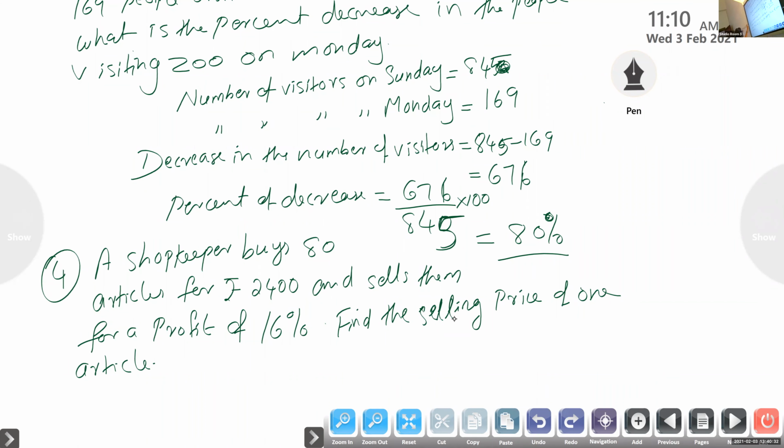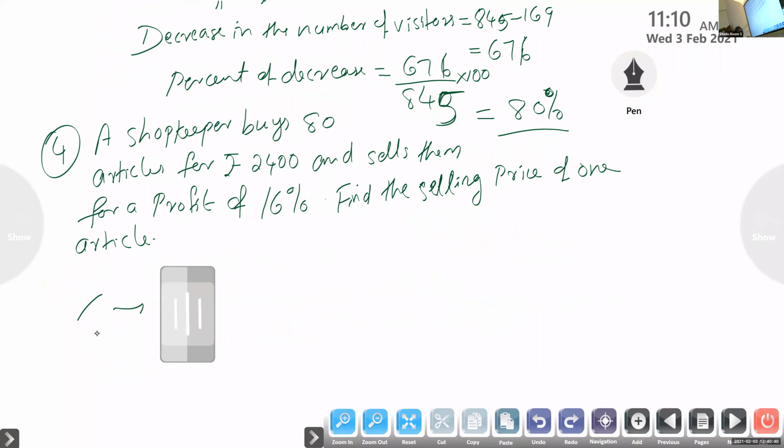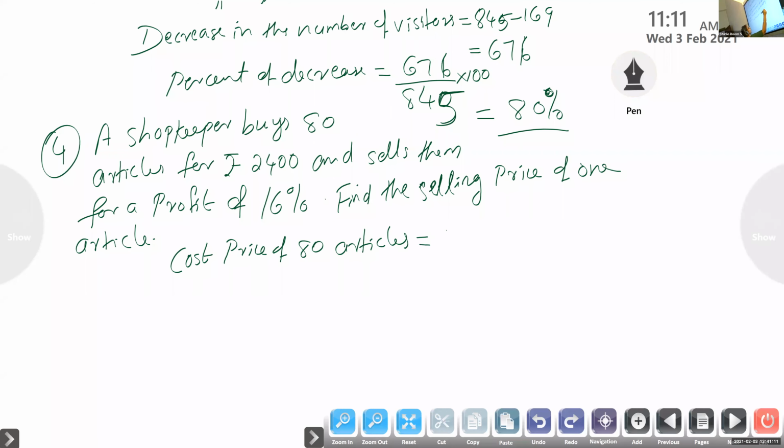A shopkeeper buys 80 articles for rupees 2,400 and sells them for a profit of 16%. Find the selling price of each article. That is the question. So here the cost price of 80 articles is rupees 2,400, and the profit percentage is 16%.